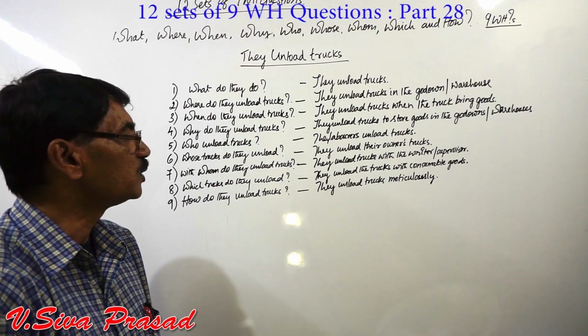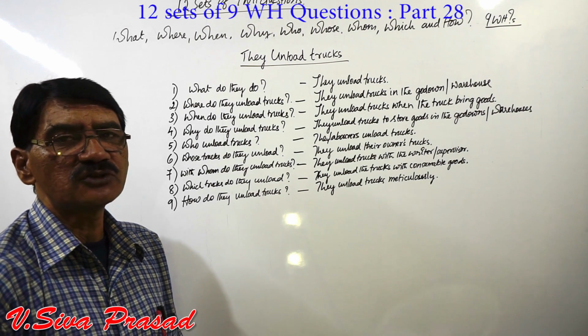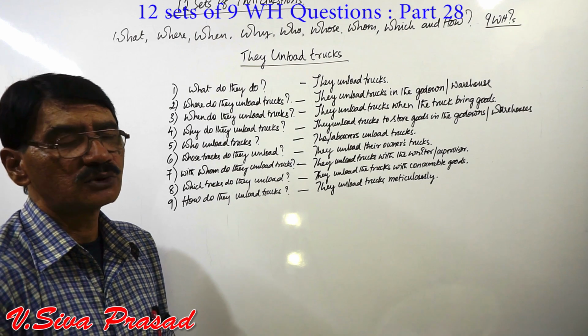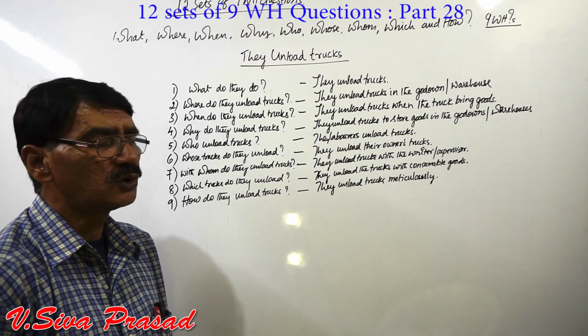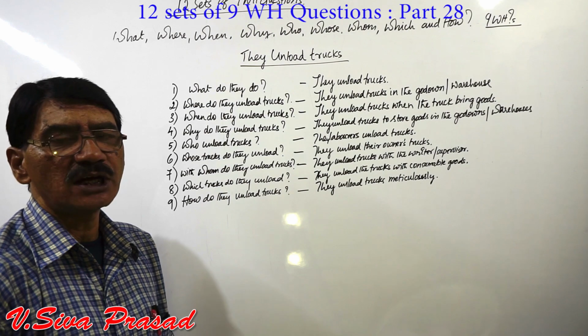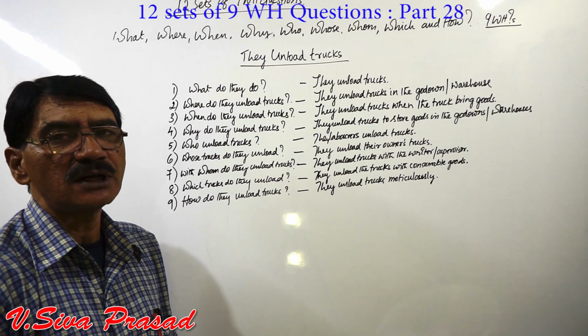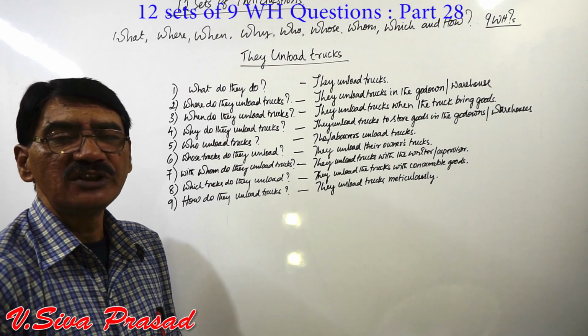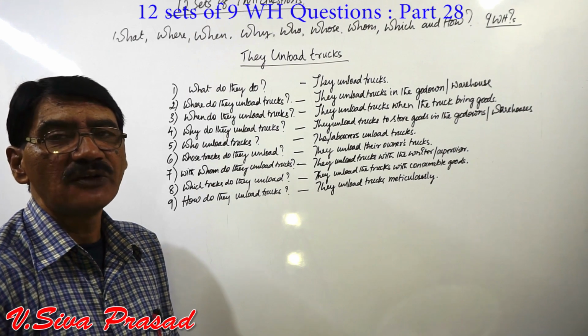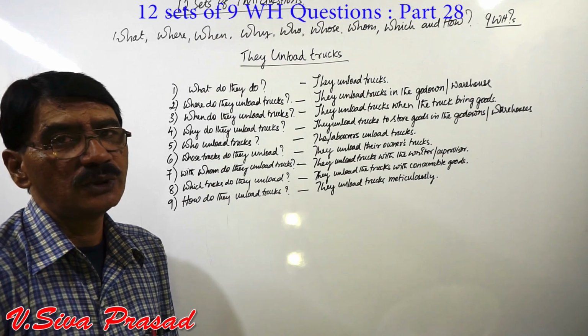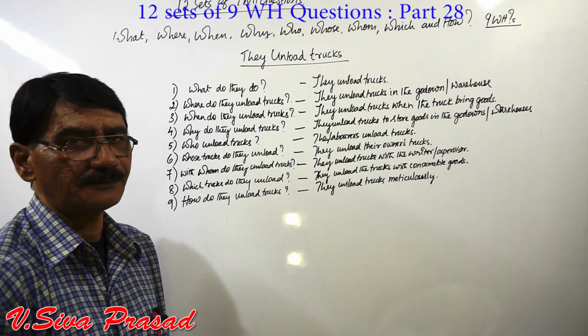Why had they been unloading trucks? They had been unloading the trucks to store goods in the godowns. Who had been unloading trucks? The laborers had been unloading trucks. Whose trucks had they been unloading? They had been unloading their owner's trucks. With whom had they been unloading trucks? They had been unloading trucks with the writer or the supervisor.